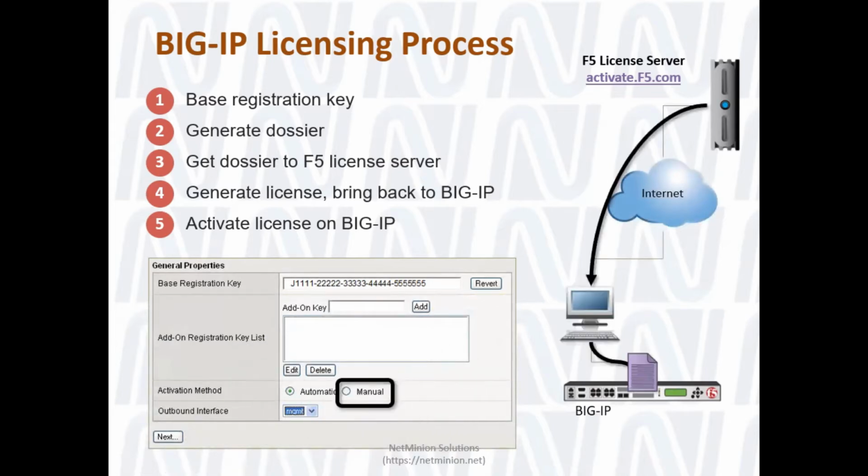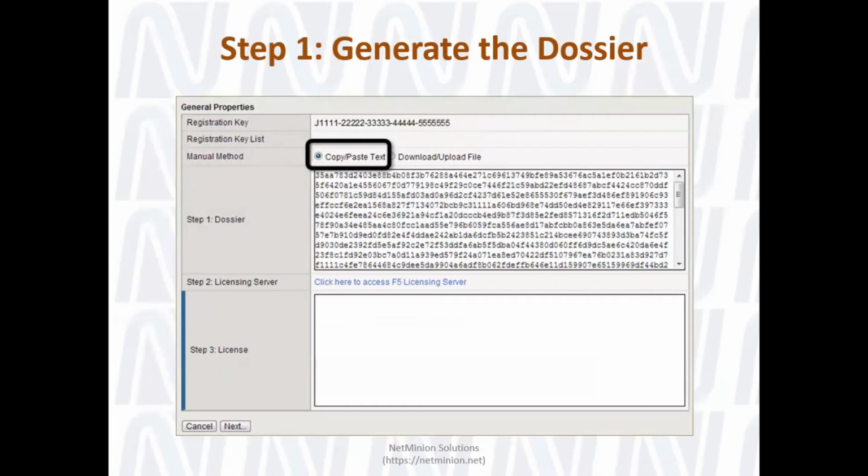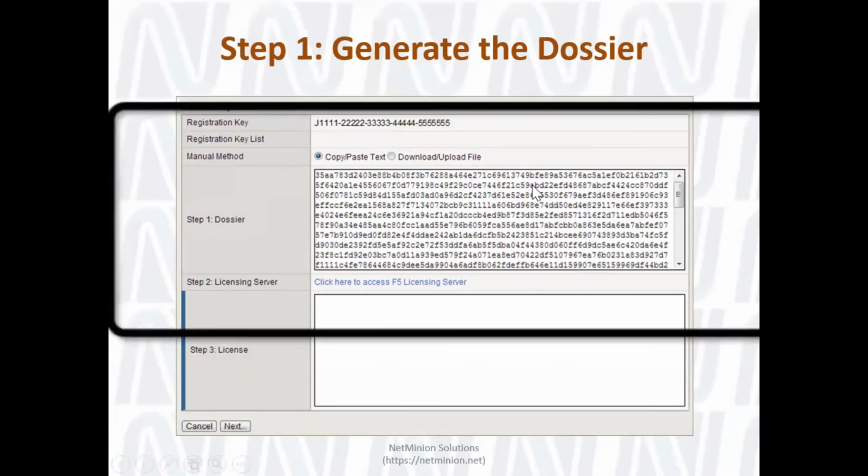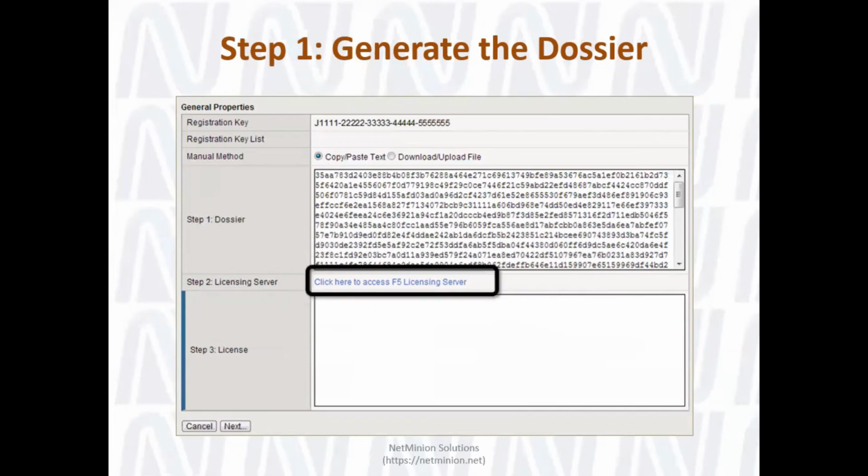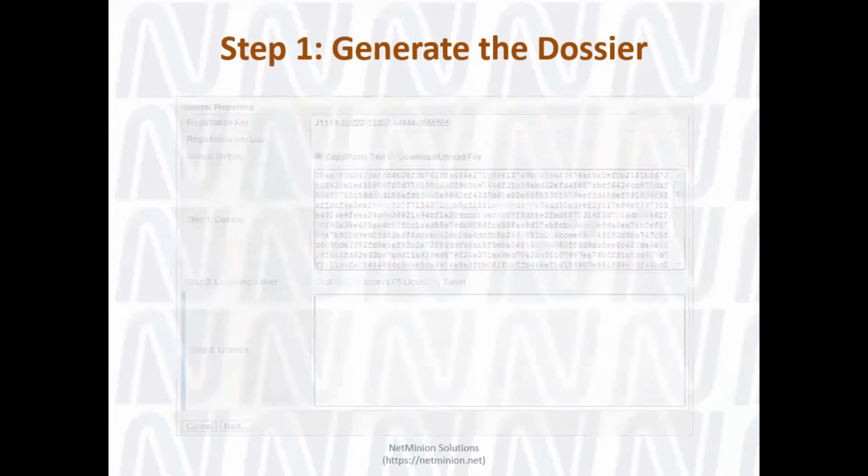Don't worry, I am showing you the same thing over the device, but let me quickly go through these steps again. Step 1, generate the dossier. Before generating the dossier on the device, you need to put in the registration key you received. Once you put it in, click on next. The dossier will get generated. This is again a code. You can download this code from this button or copy and paste it over the licensing server. Let me show you in pictorial form. Copy this, click on this license server.